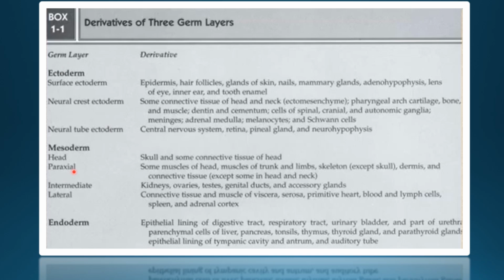So the ectoderm is a very important layer. For us as dentists, it's important because it's going to give us the tooth enamel. It's also going to give us the dentine and the cementum, okay?